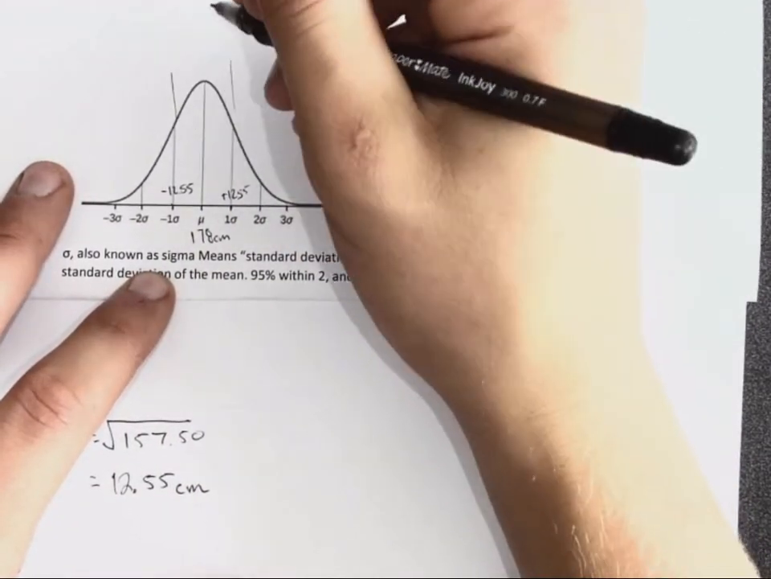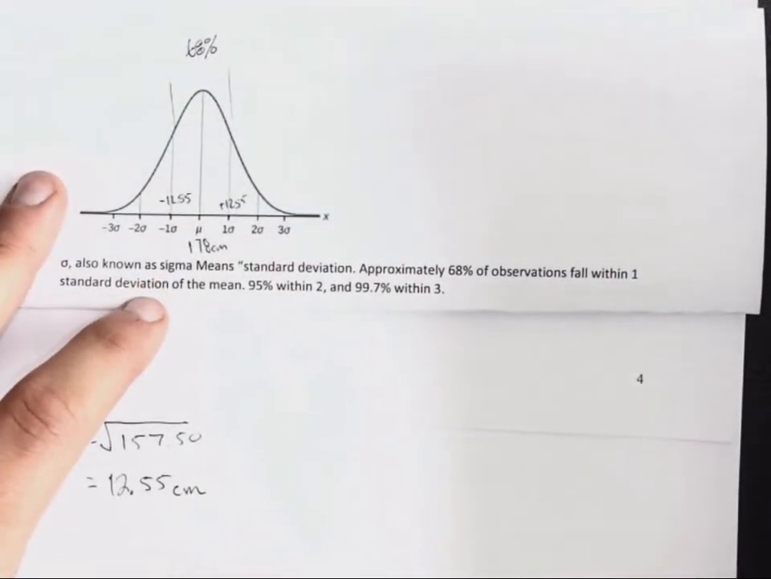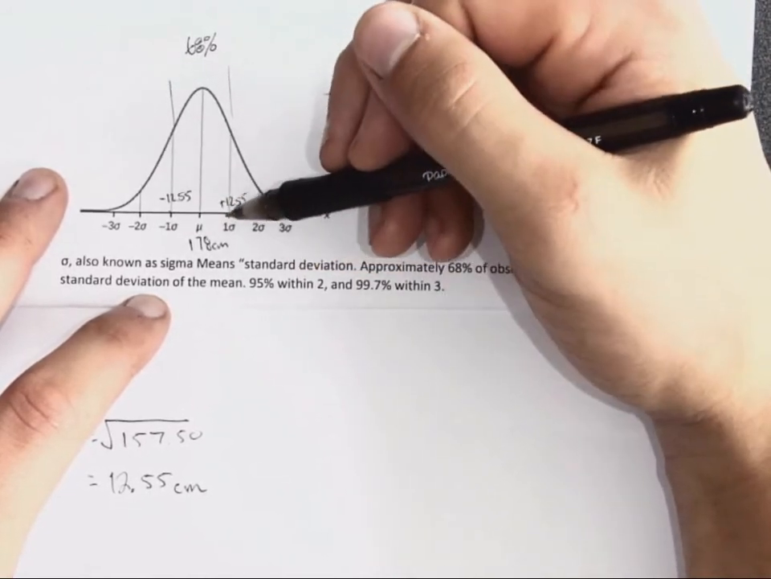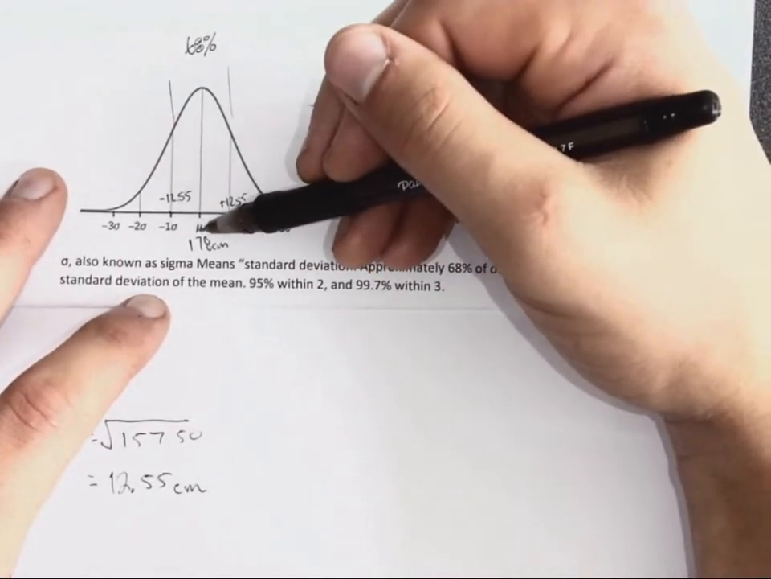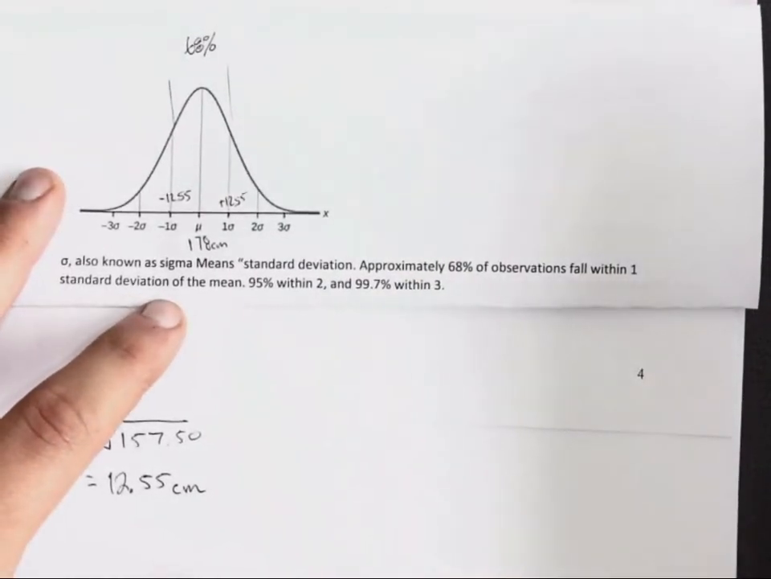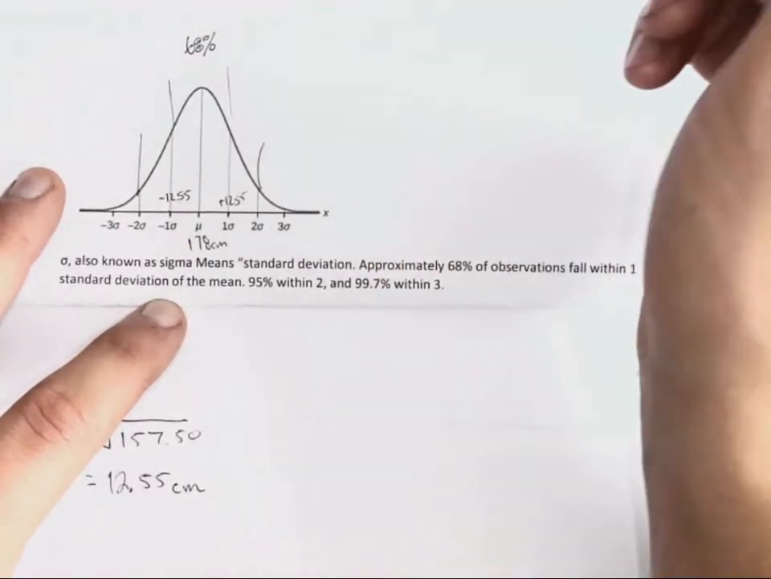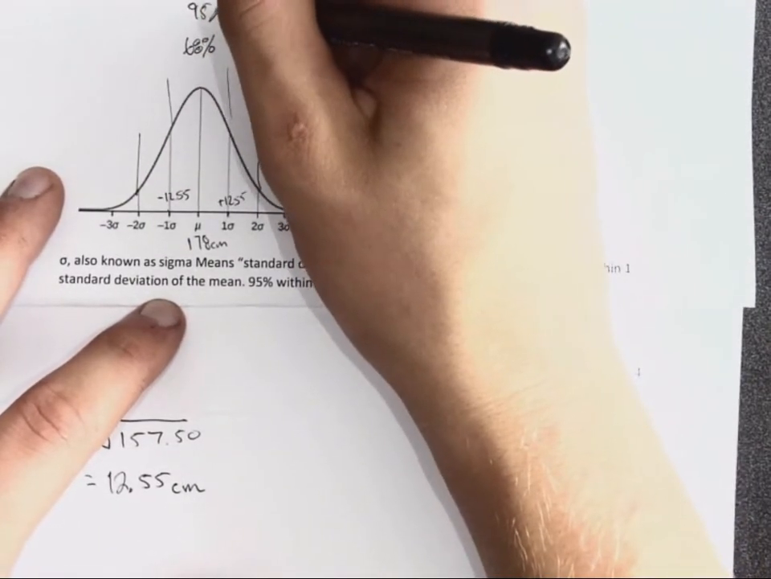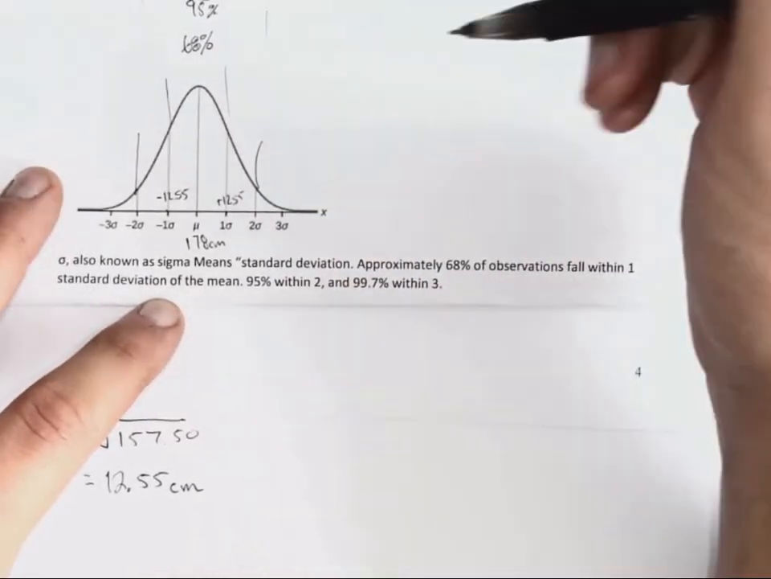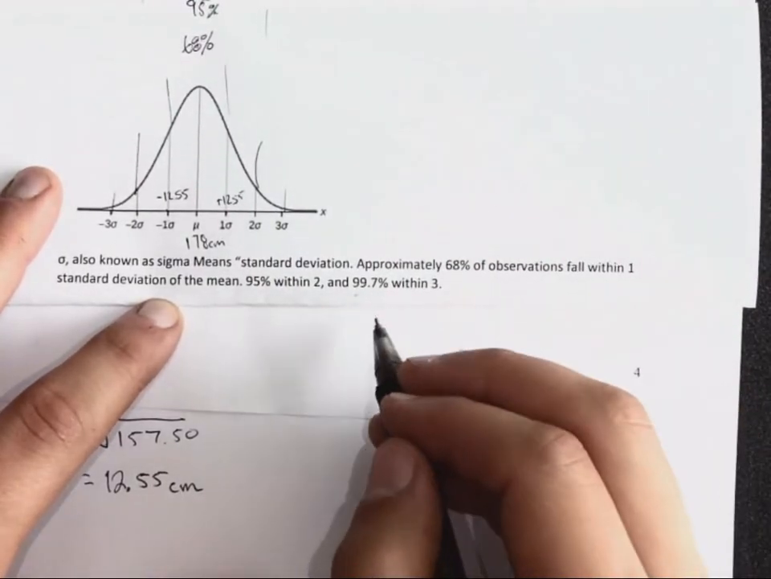Now, from these points, 68% of all observations, and this is a standard number when it comes to standard deviations, will fall between -1 to 1. So your mean plus minus 1 standard deviation will have 68% of all observations. Within 2, we'll have 95% of all observations. And within 3, we'll have 99.7% of all observations.